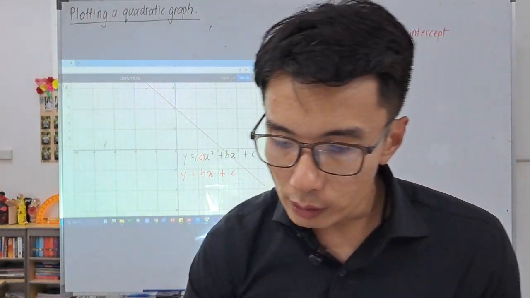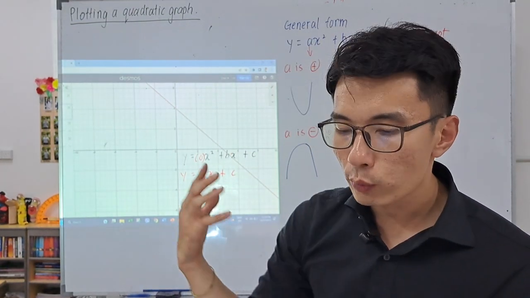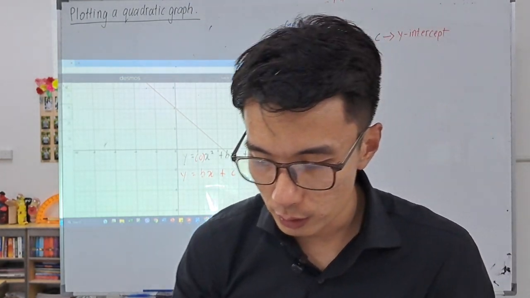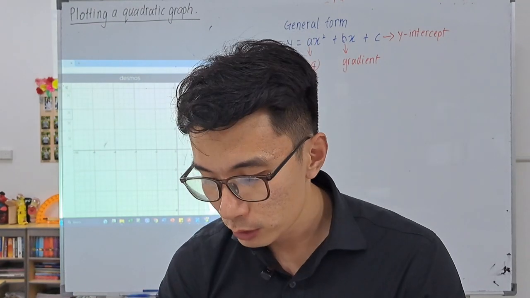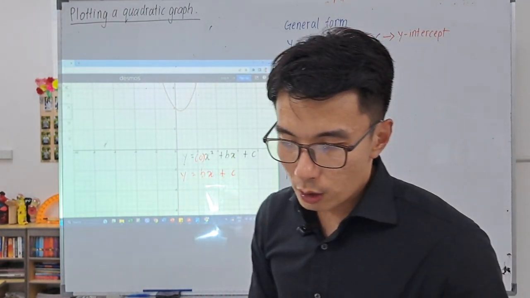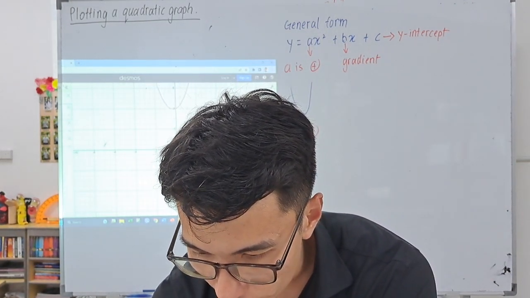Right now I will play with the value of a again, so we can see how this value of b affects the quadratic graph. Let me make the value of a become 1. 1 is a positive number, so I will get back a smiley face, like so. Let's make b positive and see what happens.